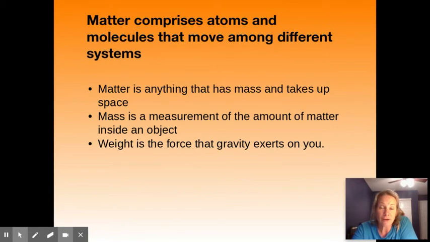Basically, matter and atoms should be pretty basic, but matter is anything that has mass and takes up space. When we measure mass, it's the amount of matter that's inside something. So your mass won't change as you go from, let's say, one planet to another, because it's the amount of stuff inside you. Your weight will change because of gravity. Weight is just the measurement of how much force of gravity is applied to you or to the object.